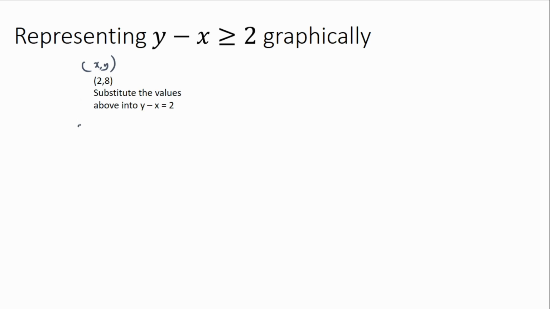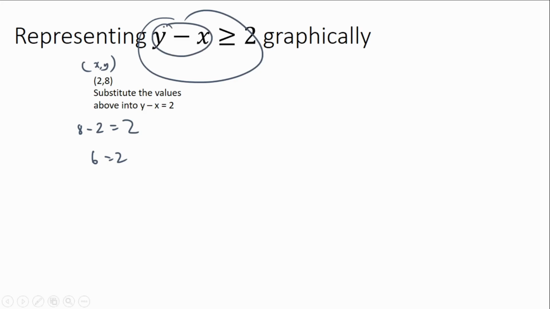So that's going to give me 8 minus 2 equals 2, and that gives me 6 equals 2. So remembering that's my inequality there, we're after when y minus x is greater or equal to 2. In this case, 6 is greater than 2, so that means we've picked the right region there.